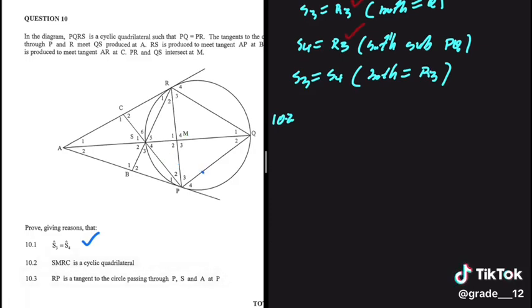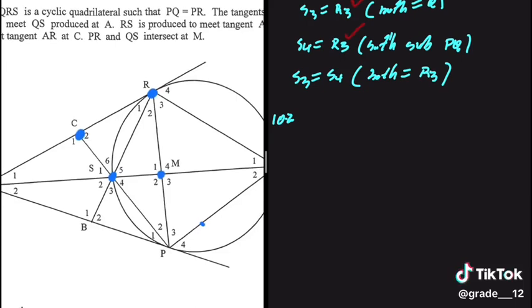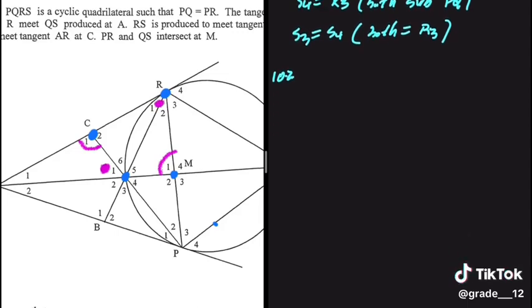Okay, let me go ahead and highlight SMRC. So I have SMRC. Let's make sense of this question, okay? If SMRC is a cyclic quad, then this angle C1 should be equals to the angle M1, okay? Exterior is equals to interior opposite, right? And then S1, so this angle S1 should be equals to angle R1 plus angle R2, okay?